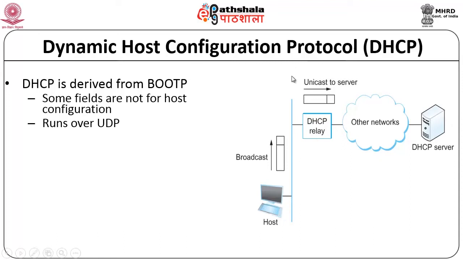So I have my host network. The DHCP server can be directly on this network, or I have a relay which is connected here. The relay knows how to reach the DHCP server. It may go through other networks as well, but the relay knows exactly how to reach the DHCP server.